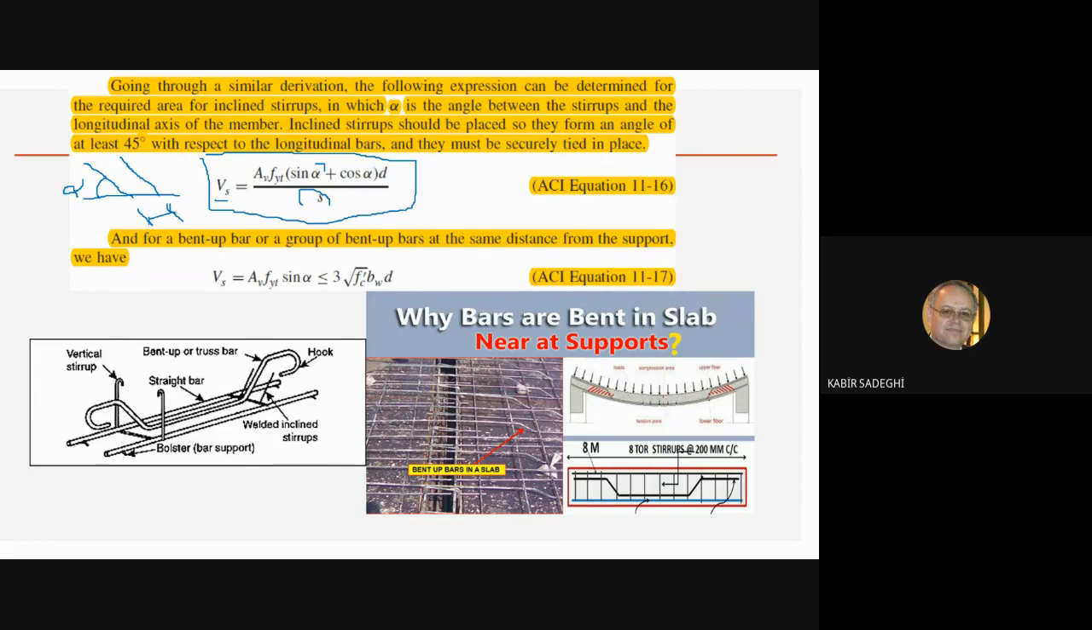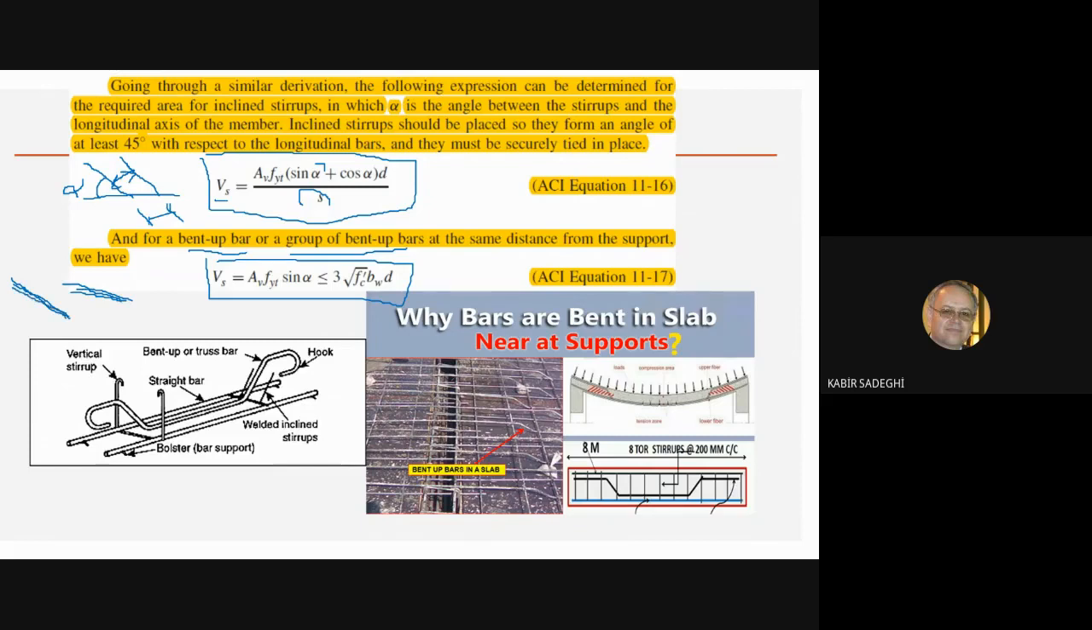Now, when we have again bent up bars, but they are in groups, what happens? It means that one, two, three, they pass from the same location. In that case, we use this formula. In the first one, you see they had distance between them. They were separate. But here, no, they pass from one location, in the same section.